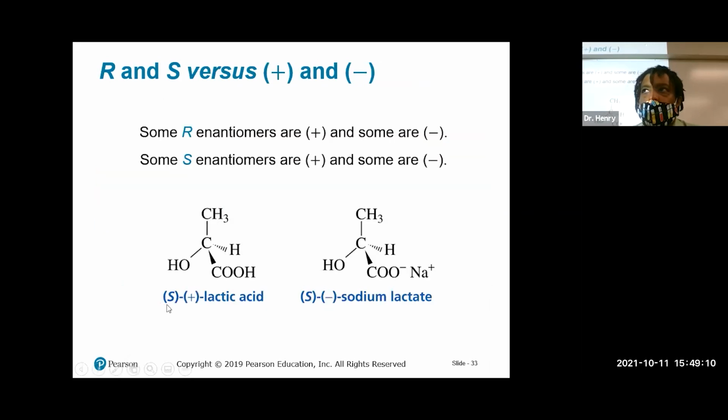So we have S plus lactic acid. Okay. So this is S minus sodium lactate. Okay. So some enantiomers are plus and some are minus. Some S's are going to be plus and others are going to be minus. Okay. So they don't mean the same thing. That plus and minus refers to the polarization. Okay.